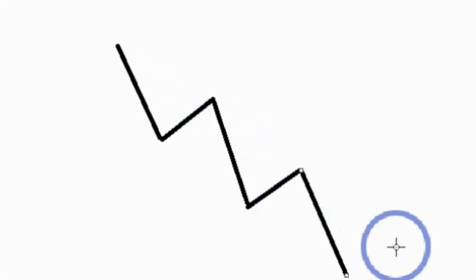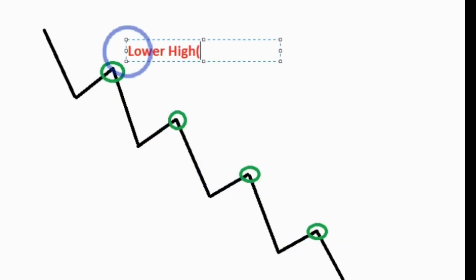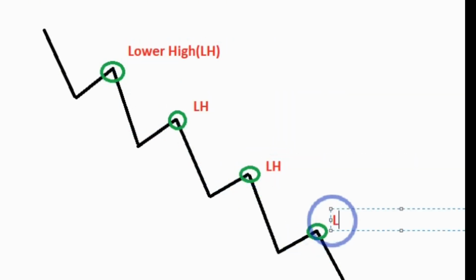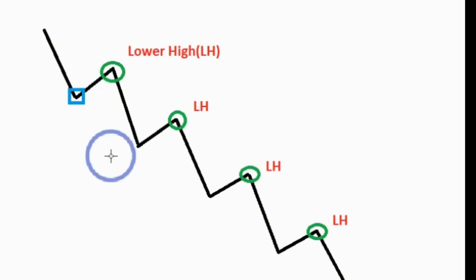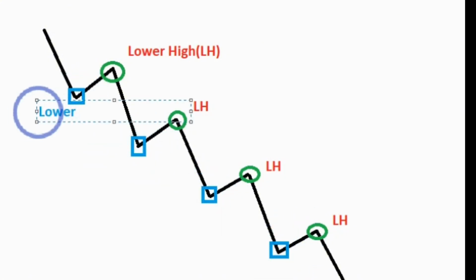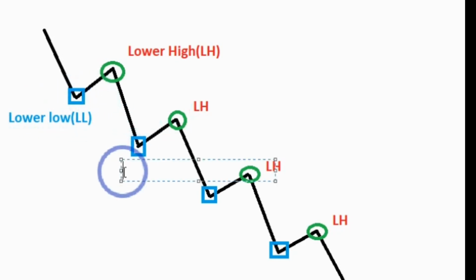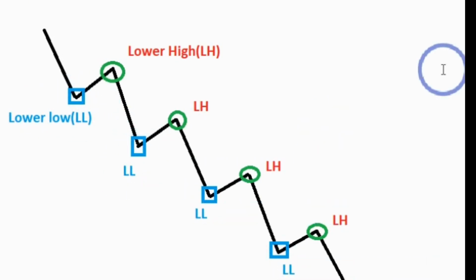A downtrend is a trend where the peaks are lower than the previous peaks and the troughs are lower than the previous troughs. When we look at the chart, we see that the price is consistently forming lower highs and lower lows. This indicates that the market is in a downtrend with the overall movement heading downward.